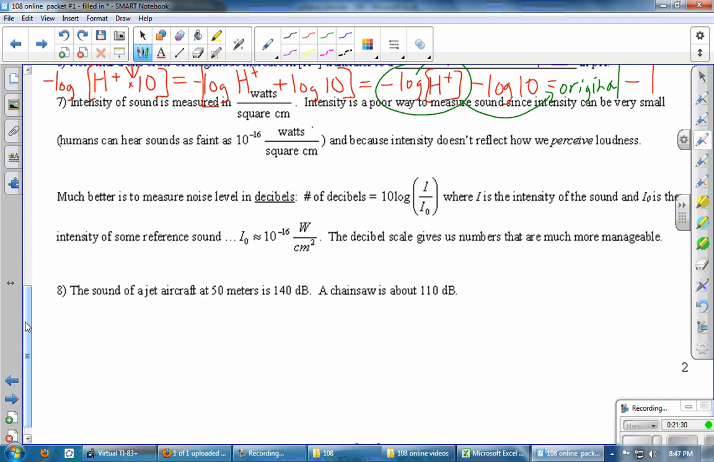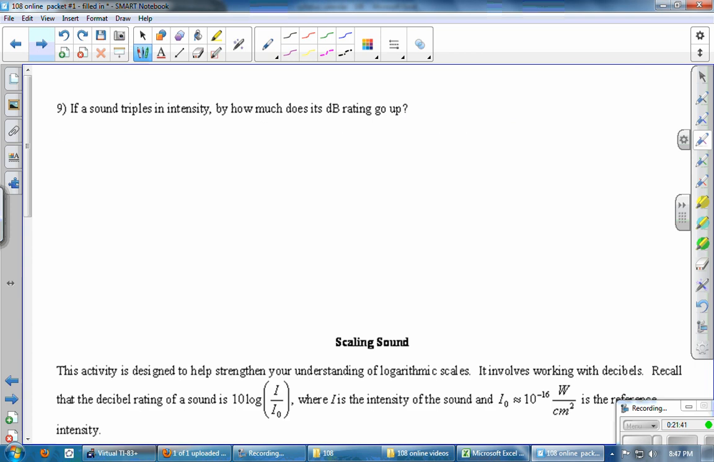The decibel scale gives us numbers that are much more manageable. The sound of a jet aircraft at 50 meters is 140 decibels. A chainsaw is about 110 decibels. So let's see if we can actually do some calculation with this new decibel scale. If a sound triples in intensity, by how much does its decibel rating go up?